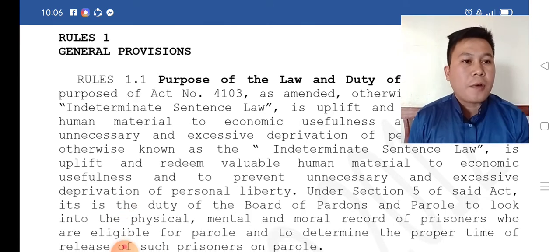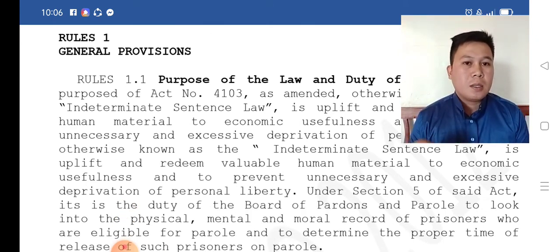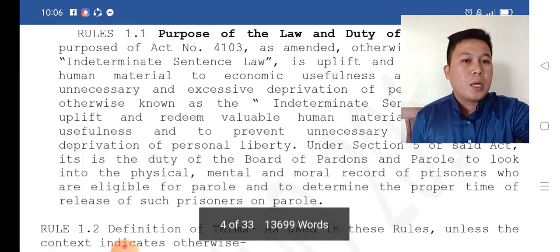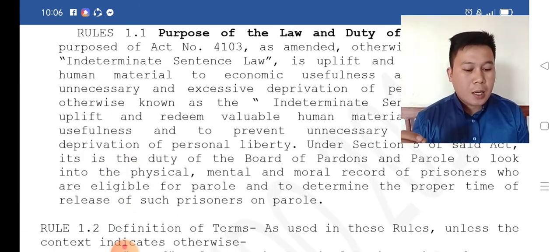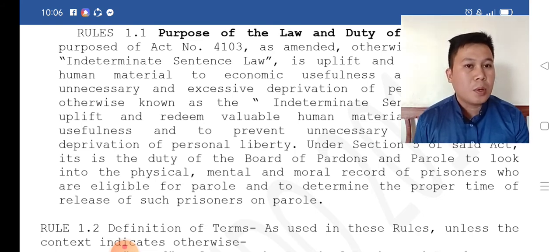Okay? Under Section 5 of said Act, it is the duty of the Board of Pardons and Parole to look into the physical, mental, and moral record of prisoners who are eligible for parole and to determine the proper time of release of such prisoners on parole. So, itong purpose of the law and duty of the board is to see to it that an applicant for parole is physically fit in such a way that hindi siya gumagawa ng katarantaduhan sa loob, wala siyang sinasaktan, wala siyang napatay halimbawa sa loob ng kulungan.